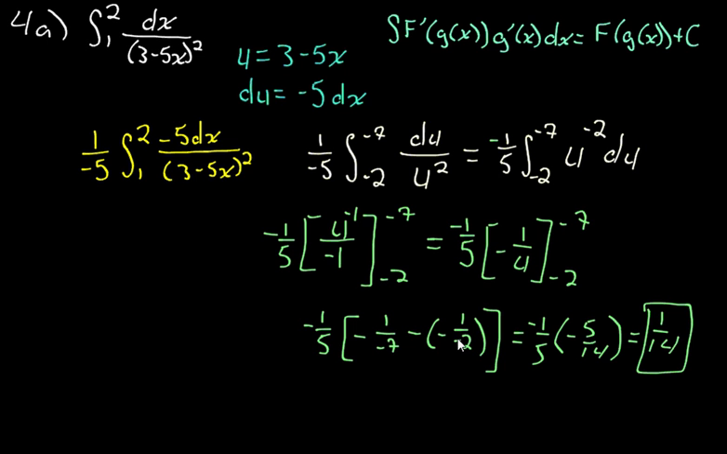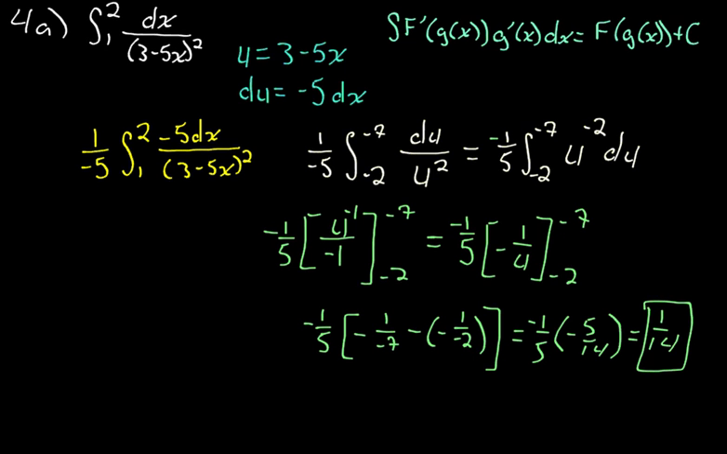That's a lot of negatives. If we evaluated that, we would end up with 1/7 minus 1/2. And that's where I got the -5/14 from. Then you do some computation, and you get your final answer of 1/14. All right. Whew.